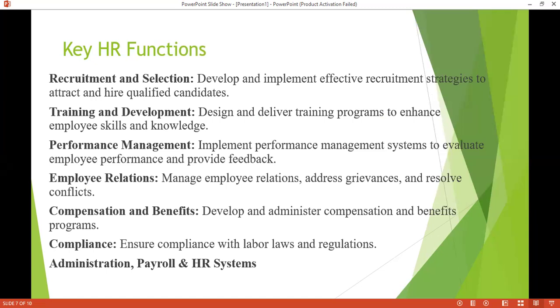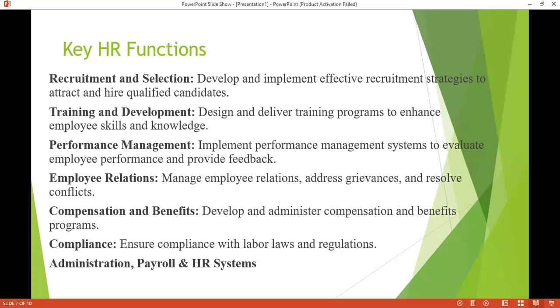The key HR functions, we have recruitment and selection, where you develop and implement effective recruitment strategies to attract and hire qualified candidates. Then training and development. You design and deliver training programs to enhance employee skills and knowledge. Then implement performance management to evaluate employees' performance and provide feedback. Then employee relations, manage employee relations, address grievances and resolve conflicts. Then compensation and benefits, develop and administer compensation and benefit programs. Then ensure compliance with labor laws and regulations. And then administration of HR systems.